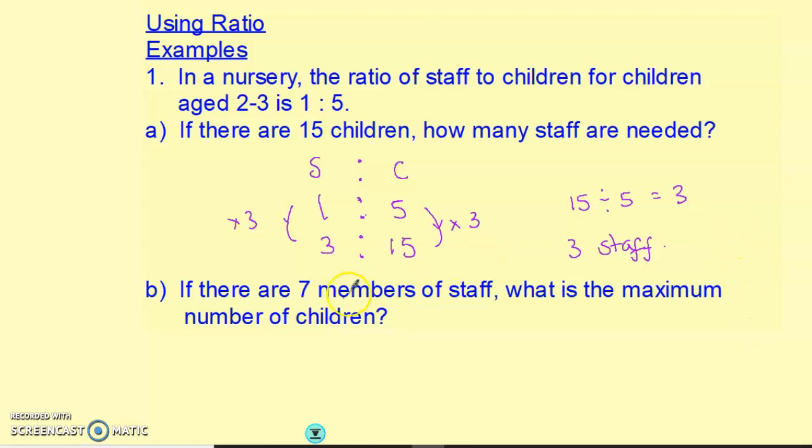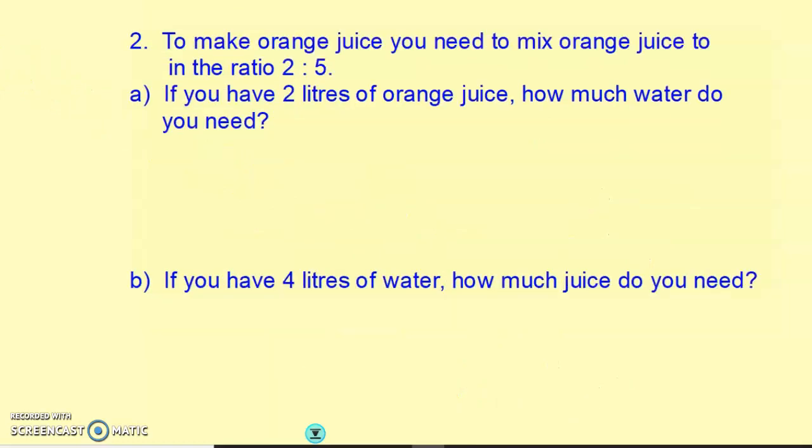Part B, if there are 7 members of staff, so my ratio of staff to children is 1 to 5. This time I have 7 members of staff, so I've got 7 times as many. So I can have 7 times as many children, so I could have 35 children. I like to put it into a wee table like this. You don't need to. I just find it a lot clearer for me to see which one needs multiplied or divided.